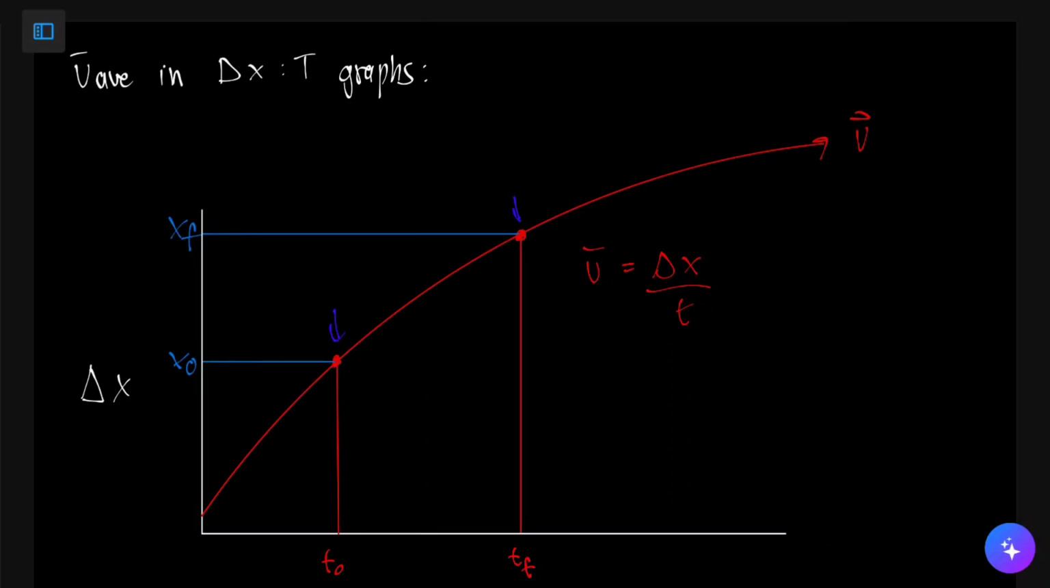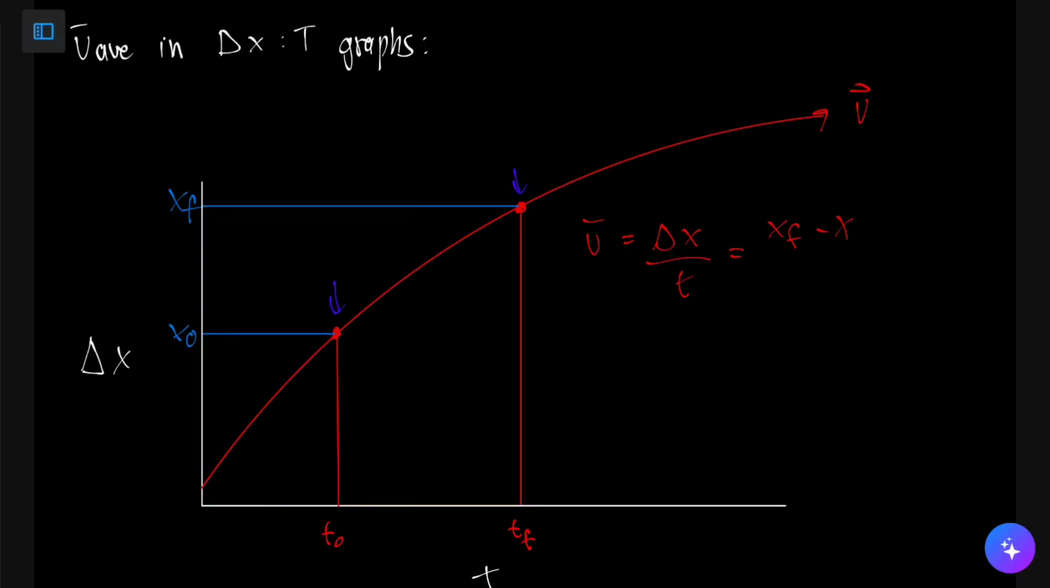From here to here, so your final, this is not assuming because it says here F. So this is your final, that is XF, subtracted by this, your initial, X naught. Sorry, it should be red. X naught, over the time elapsed.